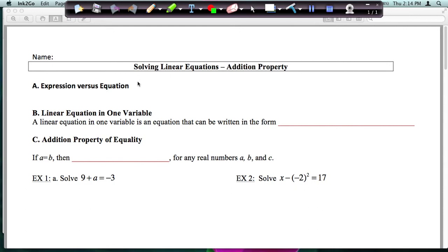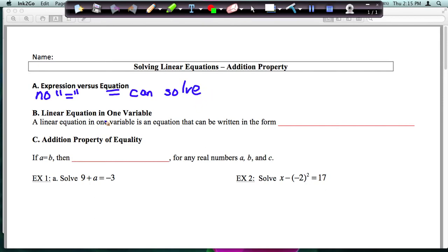So an expression just means that you don't have an equal sign. So no equal sign. And that means you're not really solving. So what we did before was simplify expressions by combining like terms. This is in contrast to an equation, which means it does have an equal sign, and it means you can solve for your variable. So we'll actually be solving for whatever variable that we have.